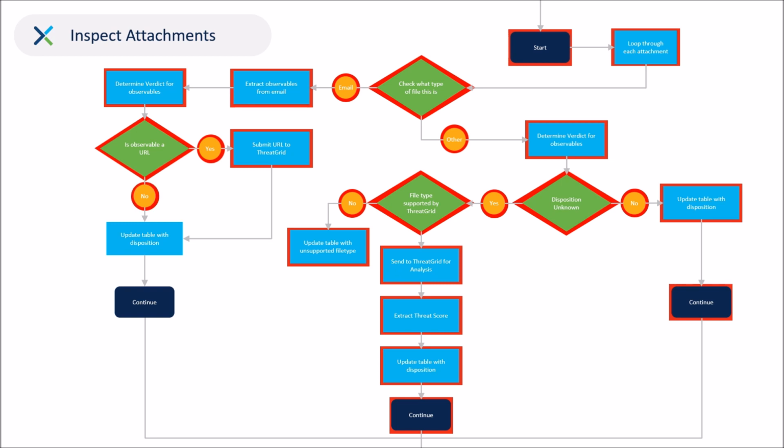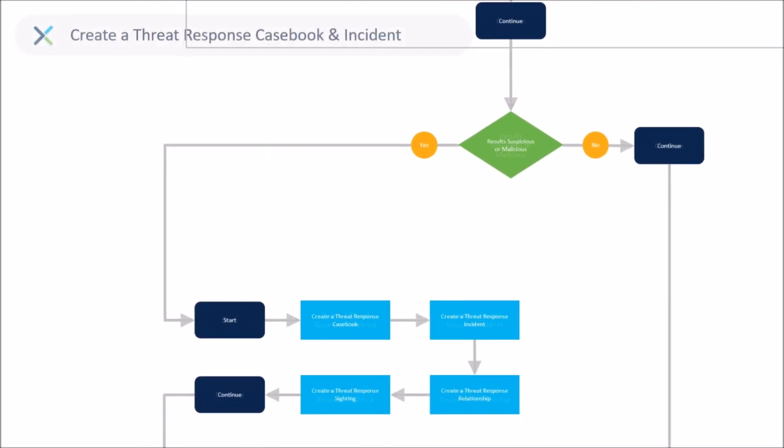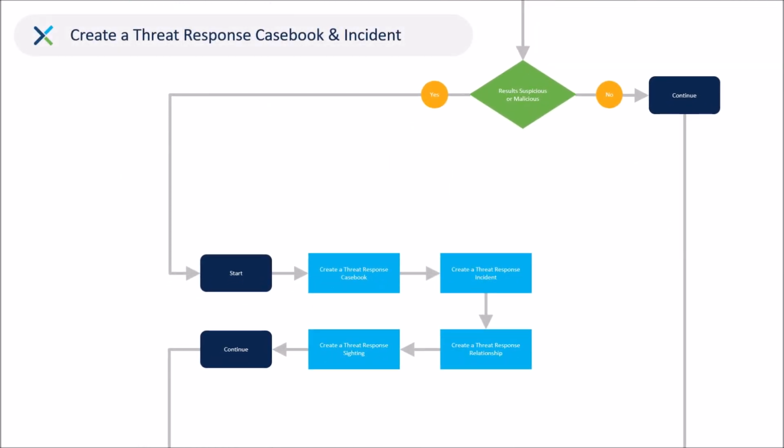Again, if the observable is a URL, or if the observable is not a URL, so the answer is no to is it a URL, then we're going to update the disposition. So if it's yes, we're going to go ahead and submit and then update the table. If it's no, we just update the table. And then we go ahead and continue. Now we get into create a threat response casebook and incident. So results suspicious? No, we'll go ahead and continue.